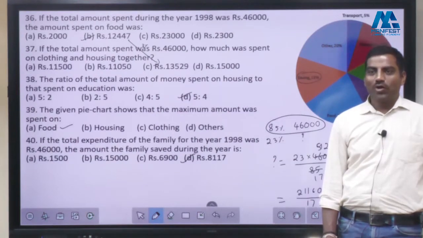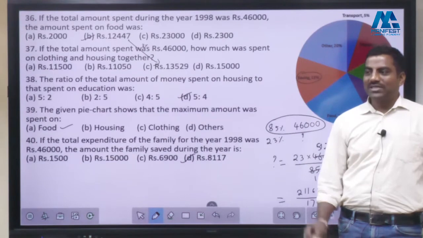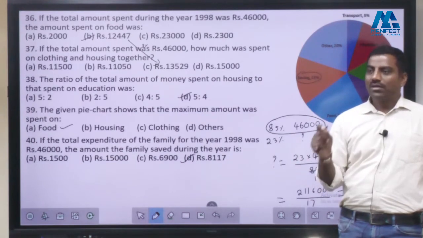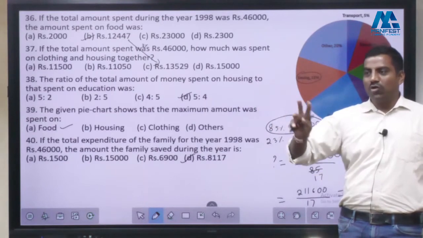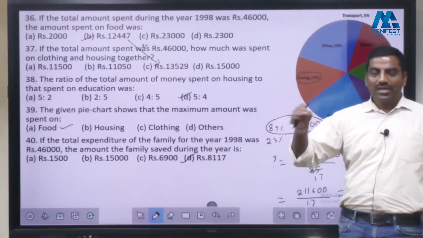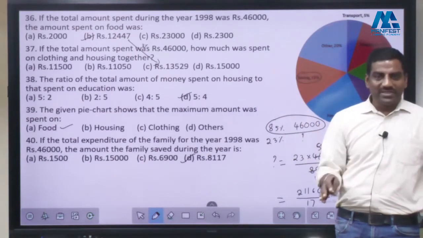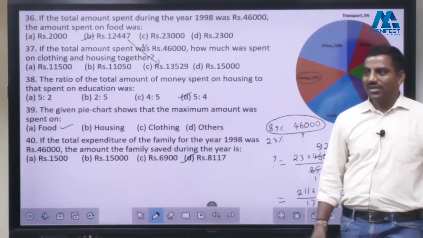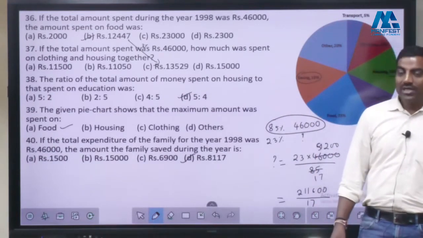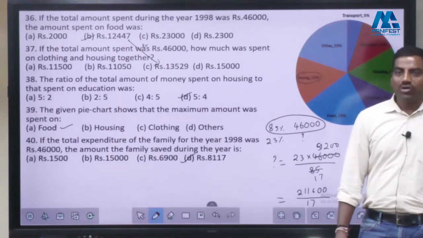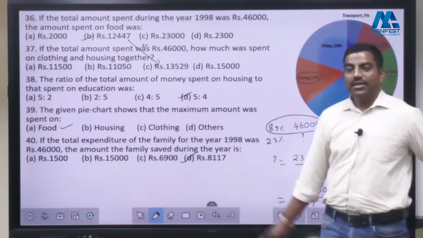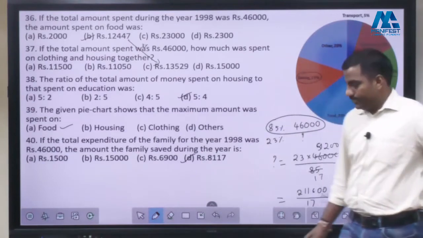Did you get the idea or not? Half of 85 is 42.5, but 46,000 is comparatively more than 42.5. Here you forget 1,000, you forget percentage. Just compare the numbers. 46 is more than 42.5. So make half of 15. It is 7.5. Your answer should be more than 7.5. So that is 8,117.